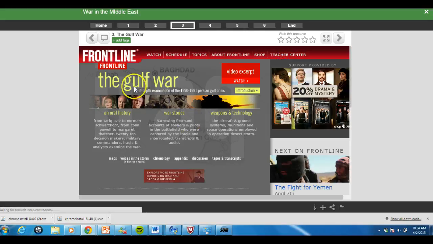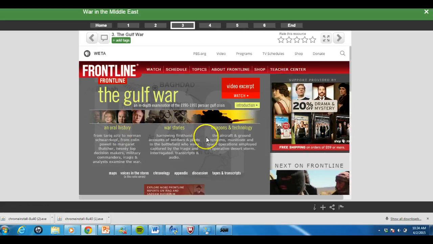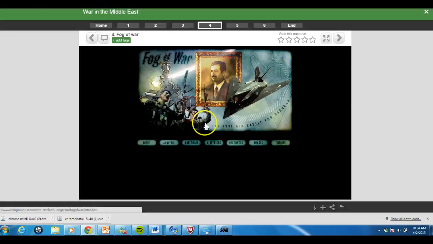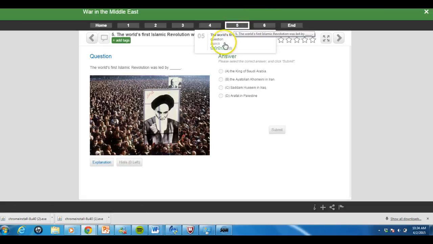There's articles about the Gulf War and how it started and how the weapons and technology were used. And this talks about the fog of the wars, how it impacted the individuals in Iran based off of the war. So this will be another resource that students can learn from. And then here they have questions at the end to check for understanding.